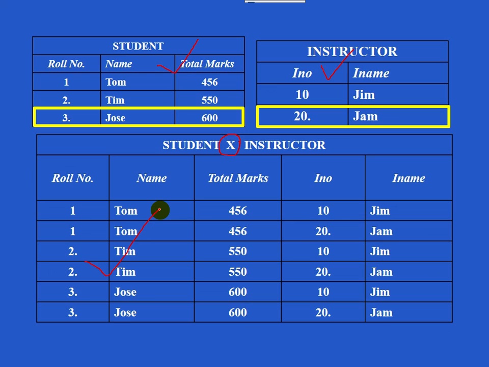A short answer type question may appear like this. In the case of Cartesian product, degree of the resultant relation equals, your answer should be degree of the first relation plus degree of the second relation. Or another short answer type question, in the case of Cartesian product, cardinality of the resultant relation equals, your answer should be cardinality of the first relation multiplied by cardinality of the second relation. So this is an important operation, study it properly.